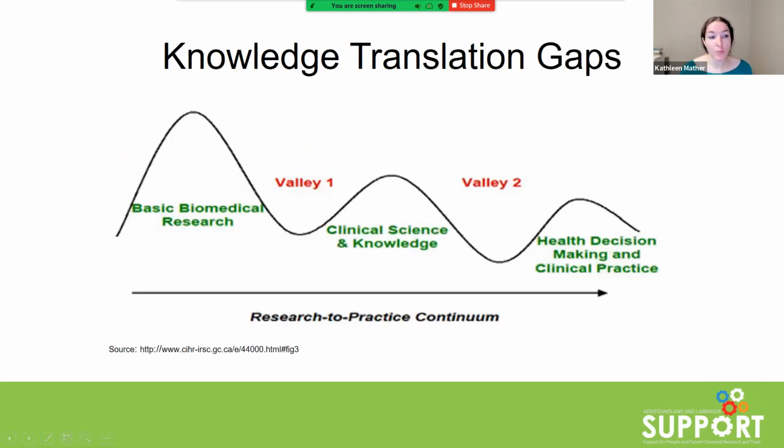And when we think of that whole process of research to practice, there's two areas where we typically find that there are knowledge translation gaps. And these tend to contribute to research not making it into practice. So we have a gap here between bench science and clinical science and knowledge. And then between that clinical science and clinical practice or healthcare decision-making. So the goal of an effective knowledge translation strategy is to bridge those gaps to make sure that the learnings from bench science make it into clinical science, and from clinical science make it into decision-making and clinical practice.